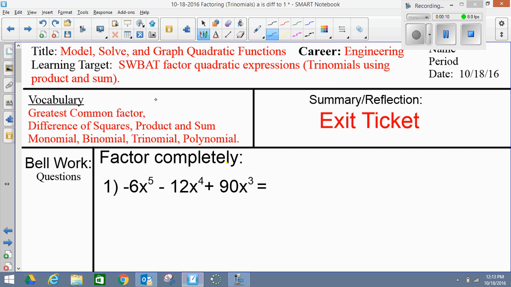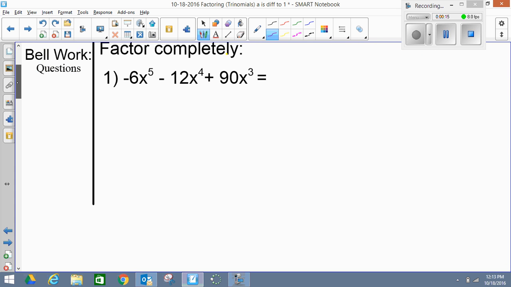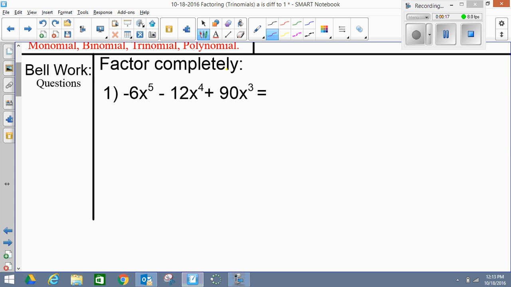Okay, so today we're factoring quadratic expressions using product and sum. First of all, we're going to go over the build work because I think it's worth it. So we have a trinomial. Whenever we are factoring, you always check the greatest common factor. That's the first thing you check, always.